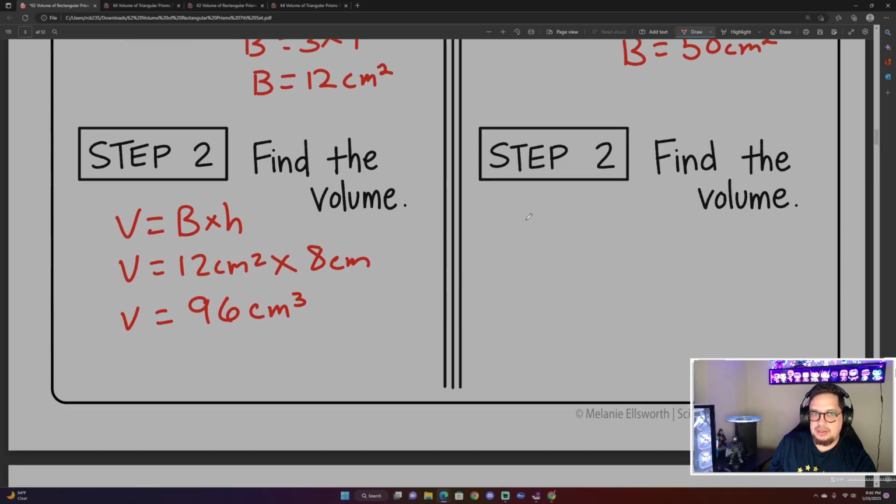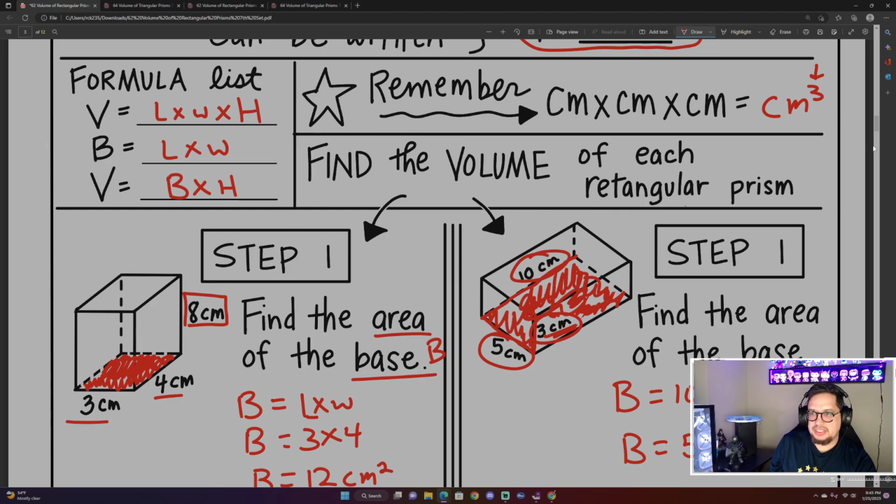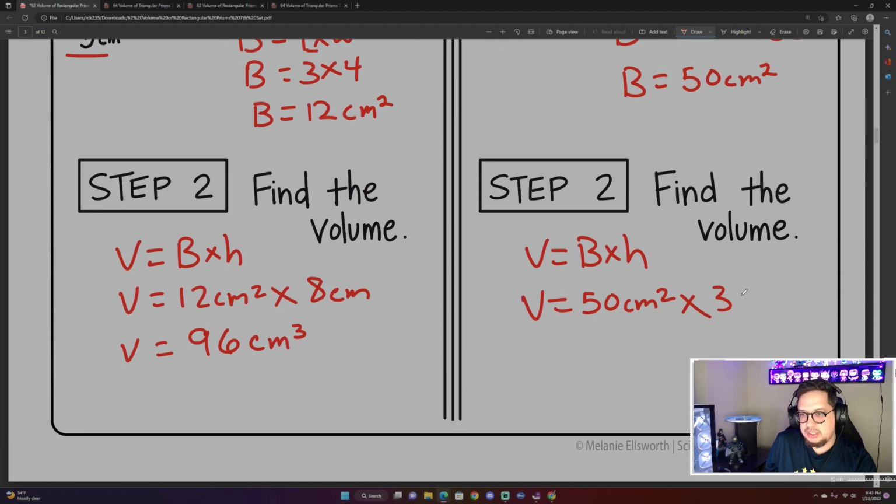So down here, volume equals capital B times H. My capital B was 50 centimeters squared. And my H, again, was 3 centimeters. So when I multiply 50 times 3, I get 150 centimeters. And then again, 2 centimeters here, 1 centimeter here. So all of them together is 3. So centimeters cubed, okay? So that is how you find the volume of rectangular prisms, okay?